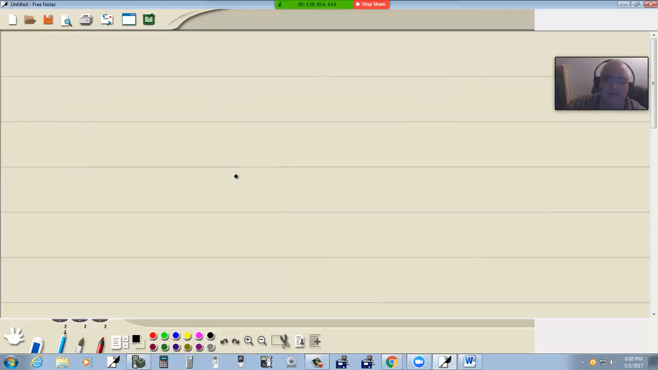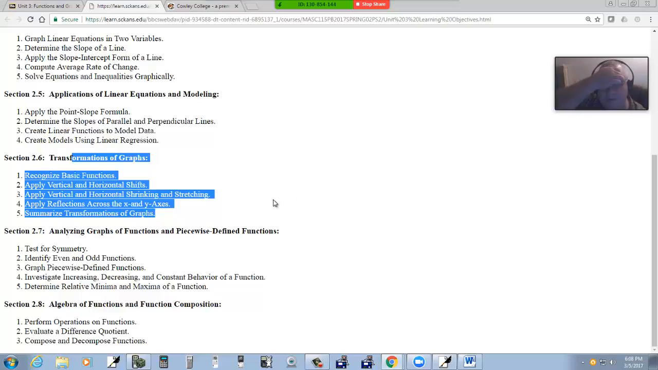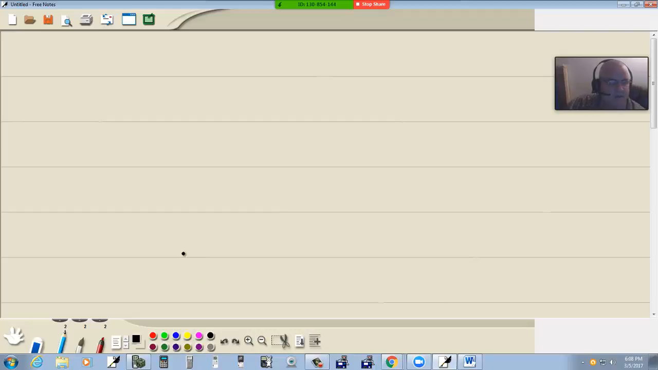Okay, let me clear those off. Now these are talking about even and odd functions, and increasing, decreasing, relative min, max, and piecewise functions. And let me show you an example of an even function. This is an example of an even function.